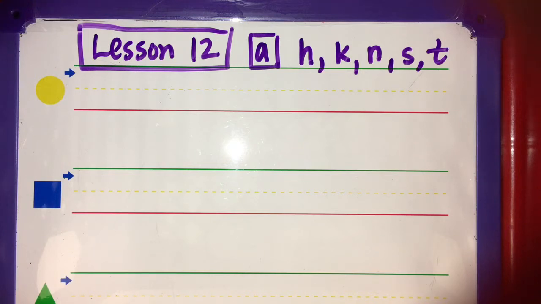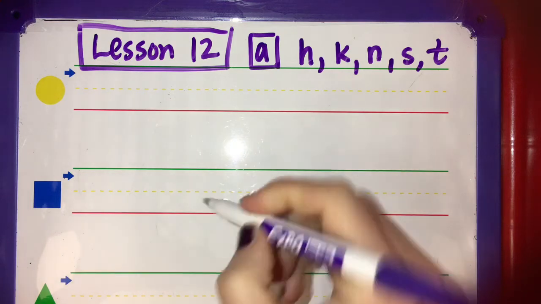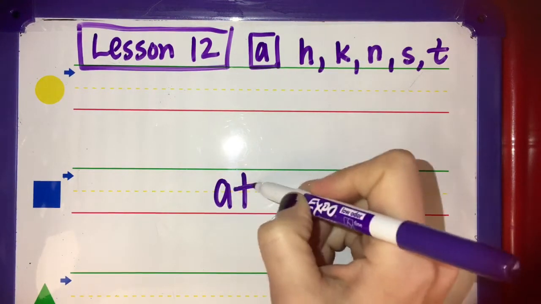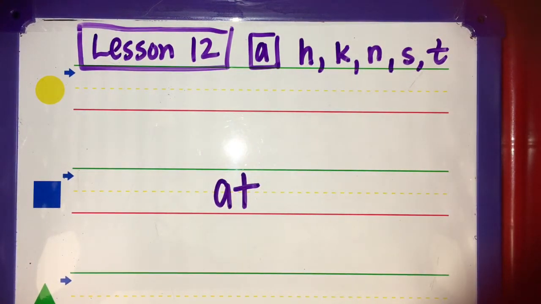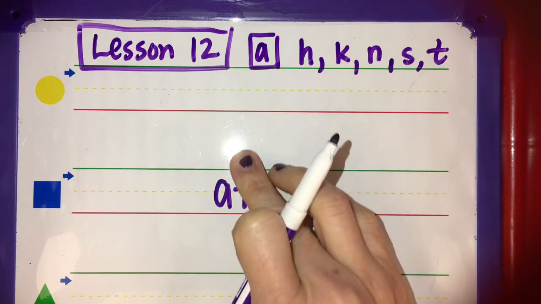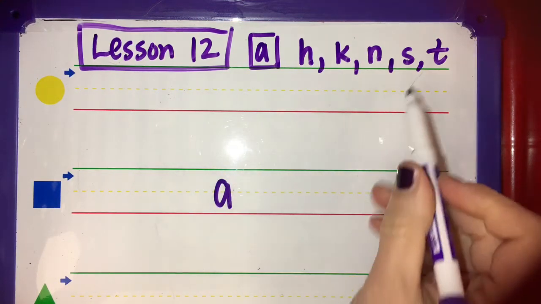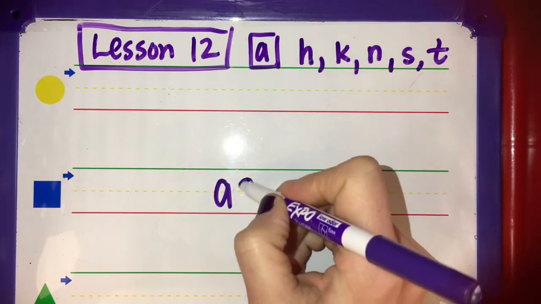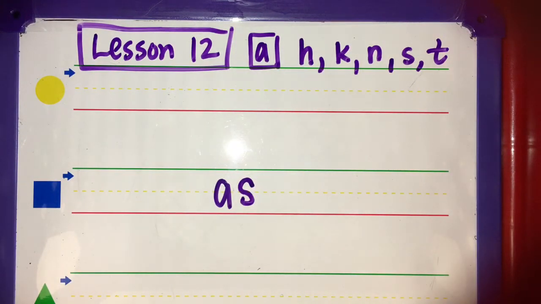Our first word is the word at. Get ready to segment. At. Spell it A-T. To this word, we are going to change one letter. We're going to make the word as. Get ready. As. I know that there's one letter here that can make that sound. That's the S. Change the T to an S. A-S.